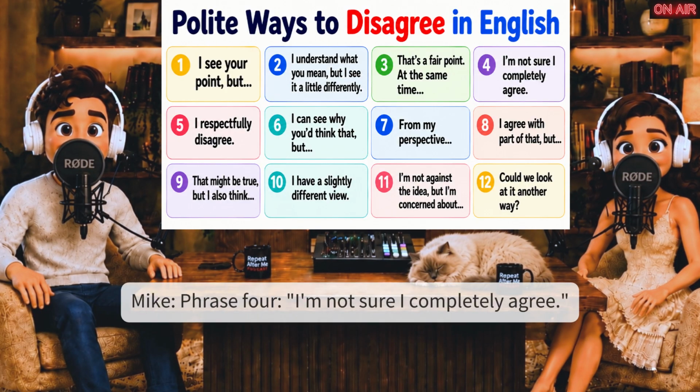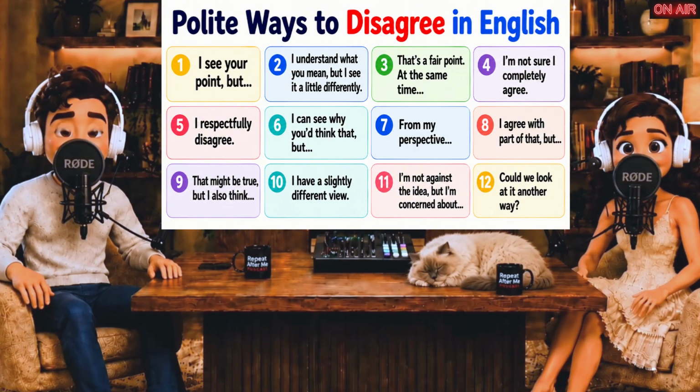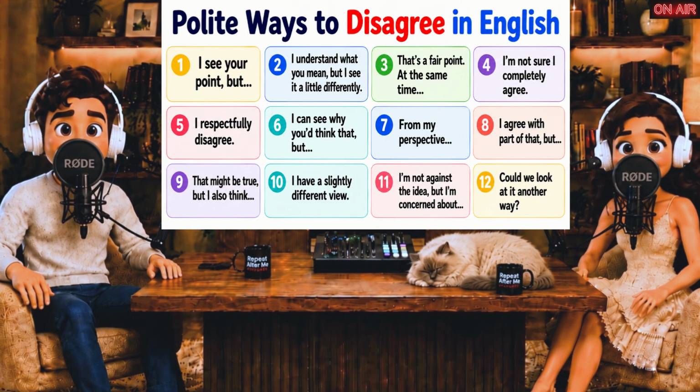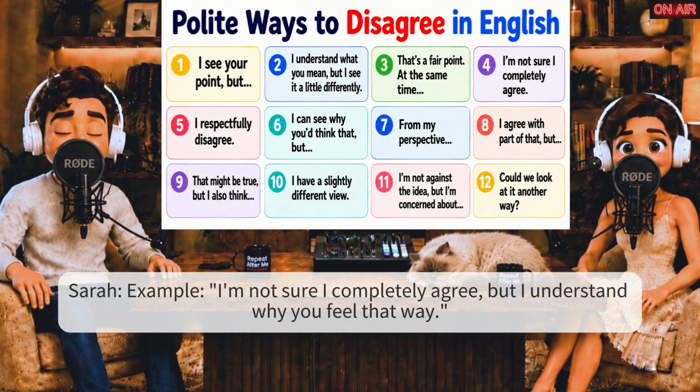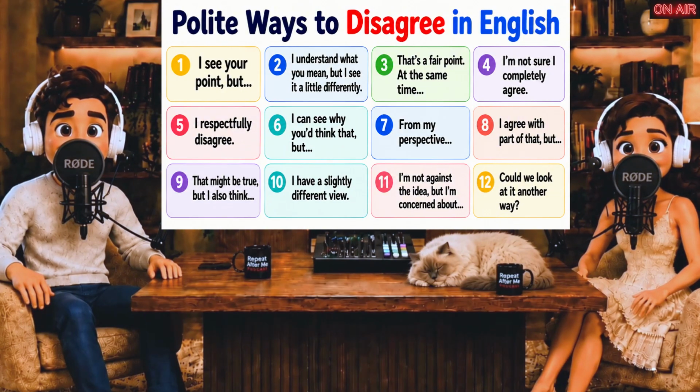Phrase 4. I'm not sure I completely agree. This is gentle and useful. It does not sound like an attack. Example: I'm not sure I completely agree, but I understand why you feel that way. Repeat. I'm not sure I completely agree.